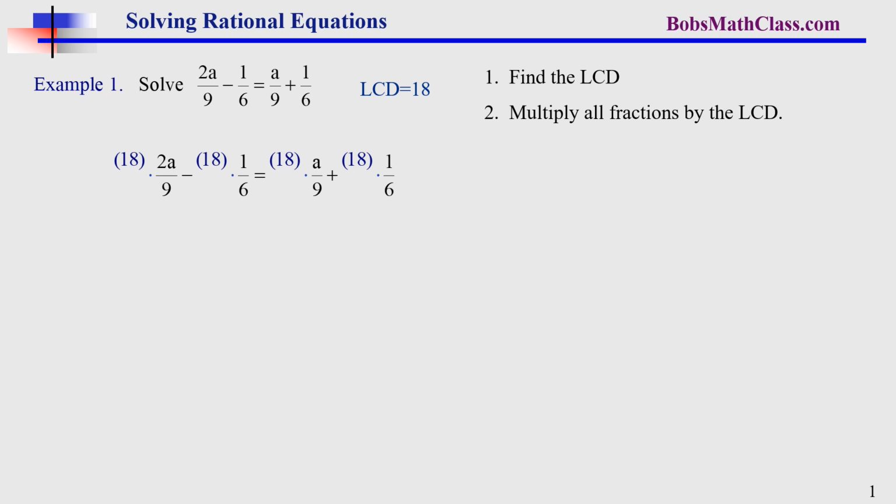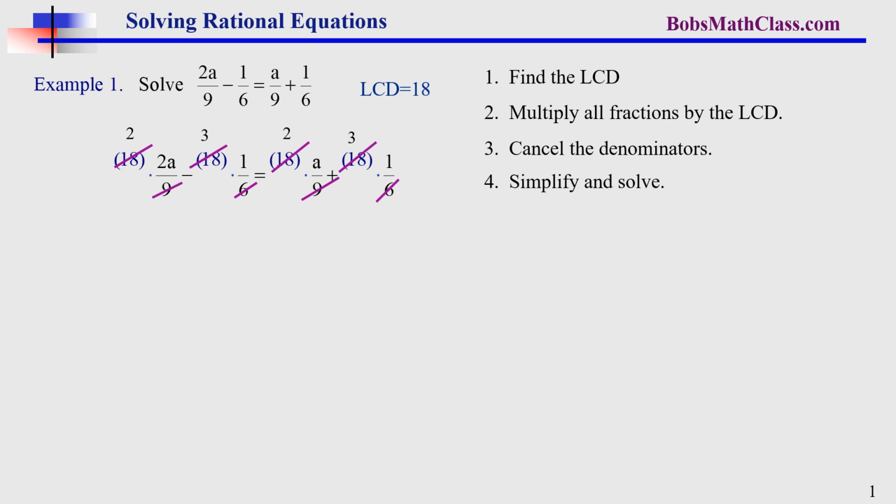Now we're going to reduce. 9 goes into 18 twice. 6 goes into 18 three times. So you cross out the 9 and 6 and then put the number next to the 18 while crossing out the 18. So 9 goes into 18 twice. 6 goes into 18 three times.